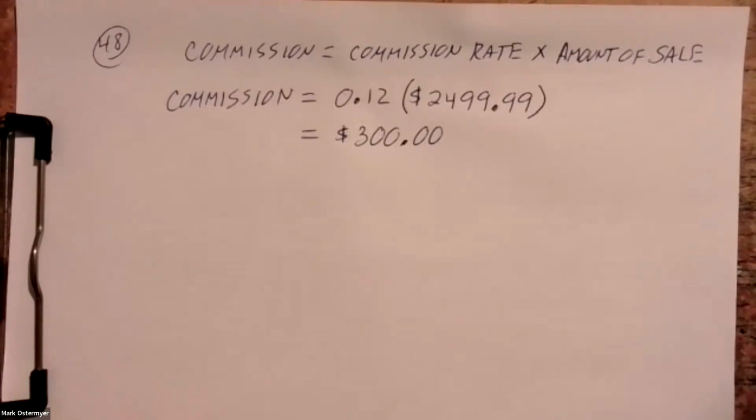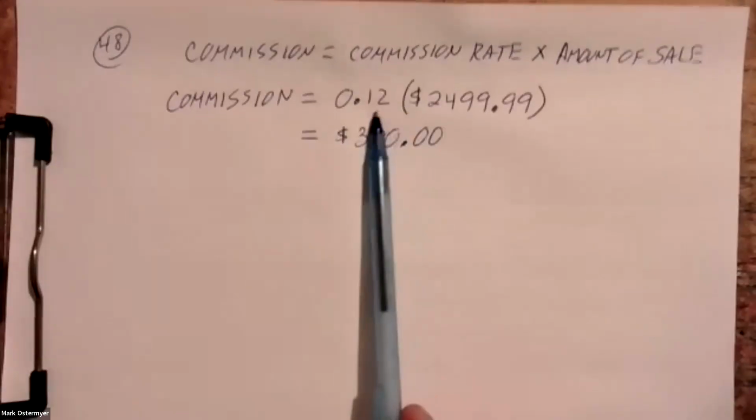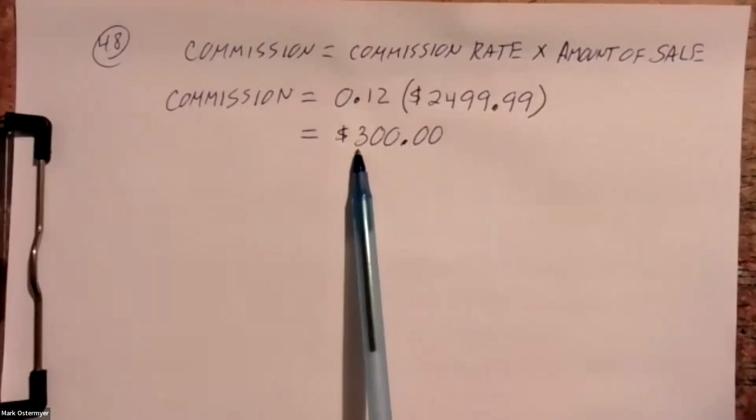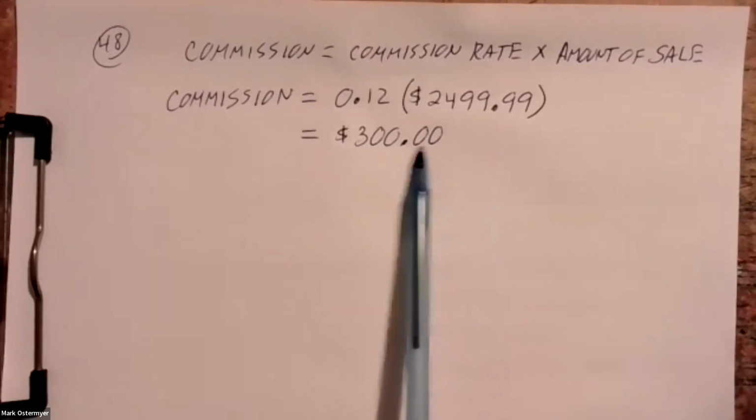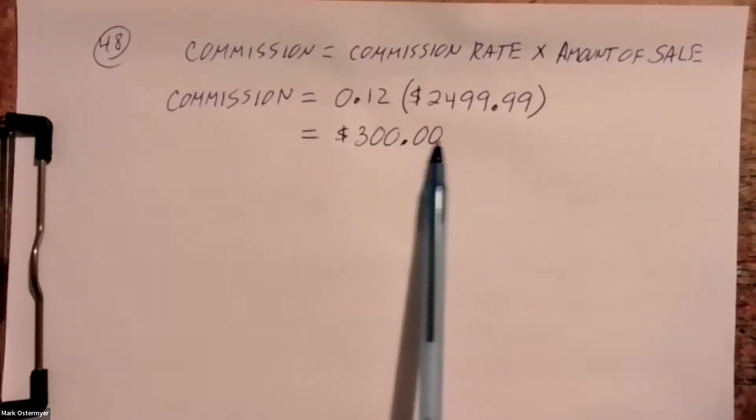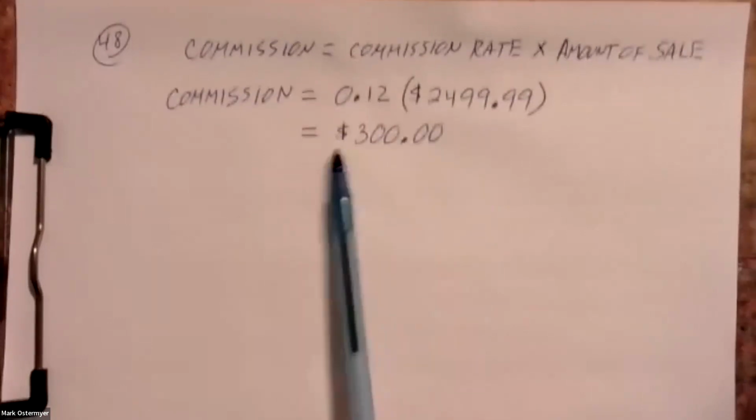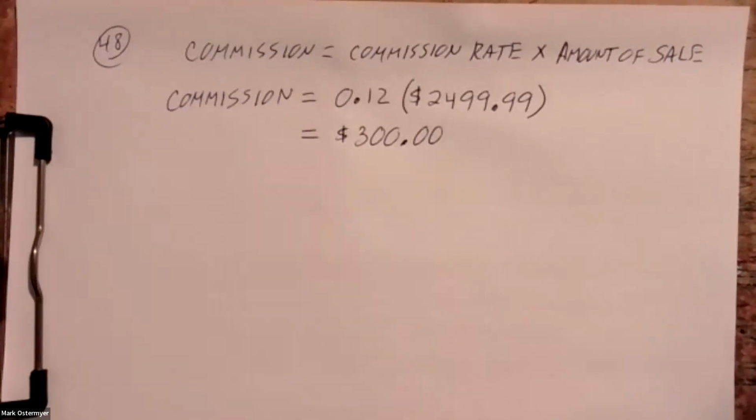All right, so commission is equal to the commission rate times the amount of sale. The commission rate is 12%. The amount of sale was a $2,499.99 TV, I believe. 12% of that sale amount is, I rounded it up to the nearest dollar, I think it's like 299.998 or something. I'm going to call that $300. Anybody get that? Yes. All right.